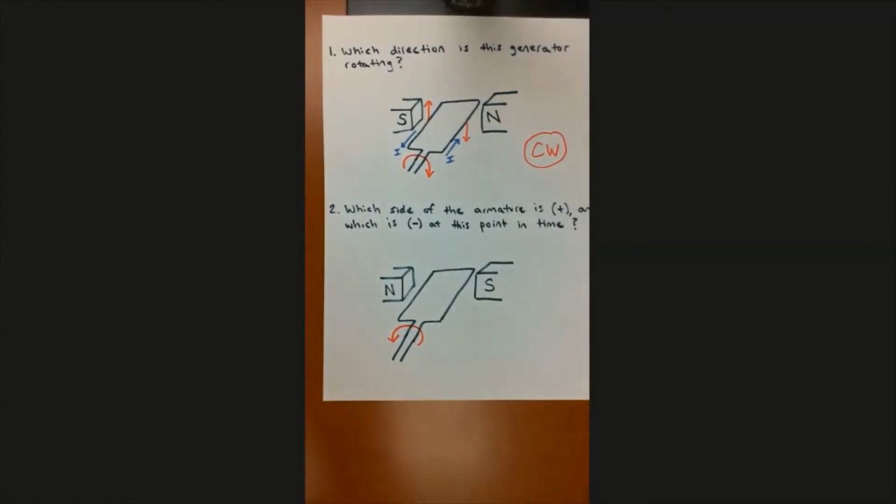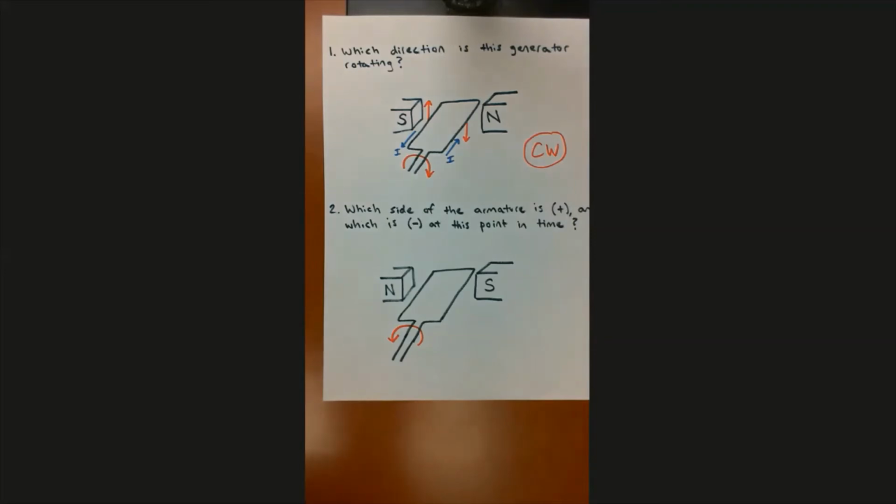Number two says which side of the armature is positive and which is negative at this point in time. All right, so once again, we're given two things and we're asked to find the third. We're given the motion and we're given the direction of the magnetic field. And now we're going to try to find the current, because once we find the current, then we can figure out which is the positive side and which is the negative side. All right, because we know current goes from positive to negative.